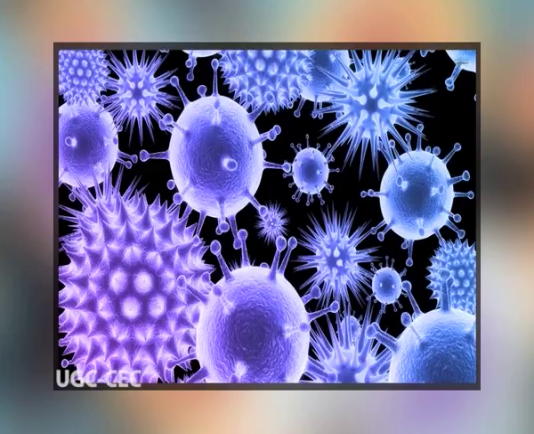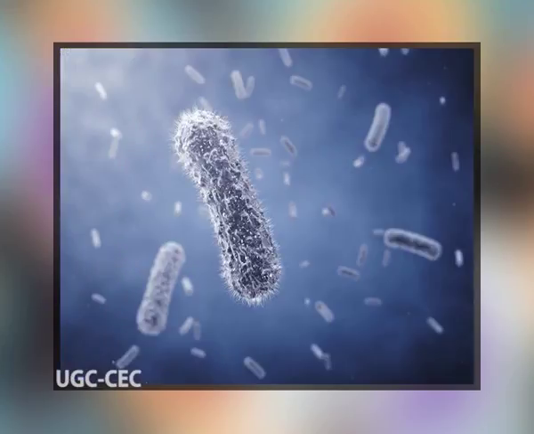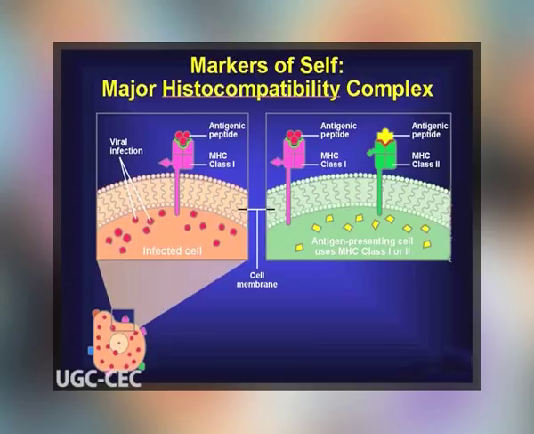When foreign proteins enter a cell, they are broken into smaller pieces called peptides. These peptides, also known as antigens, can derive from pathogens such as viruses or intracellular bacteria. Foreign peptides are brought to the surface of the cell and presented to cells by proteins called the major histocompatibility complex, that is MHC.